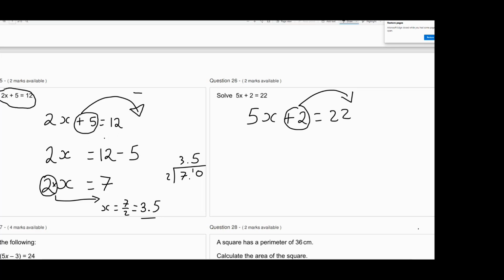So brilliant. We have 22 minus 2 equals 5x. Yeah. So we can say 5x equals 20. So then how would I get x on its own? So we've taken the 2 over, and that leaves us with 5x. So we've got 5x equals 20. So how would I get x on its own?